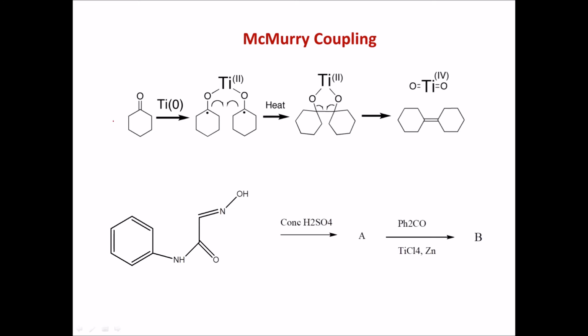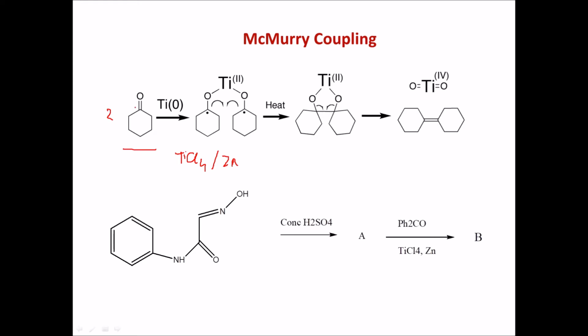So for this example I have taken cyclohexanone. If we take two equivalents of this cyclohexanone, in the presence of titanium tetrachloride, TiCl4, and zinc, these are the reagents which are used for McMurry coupling.